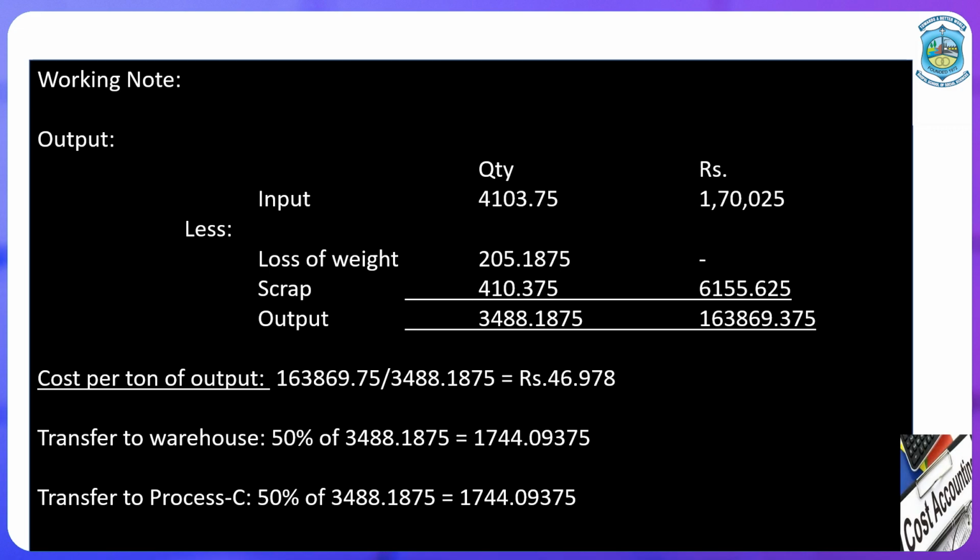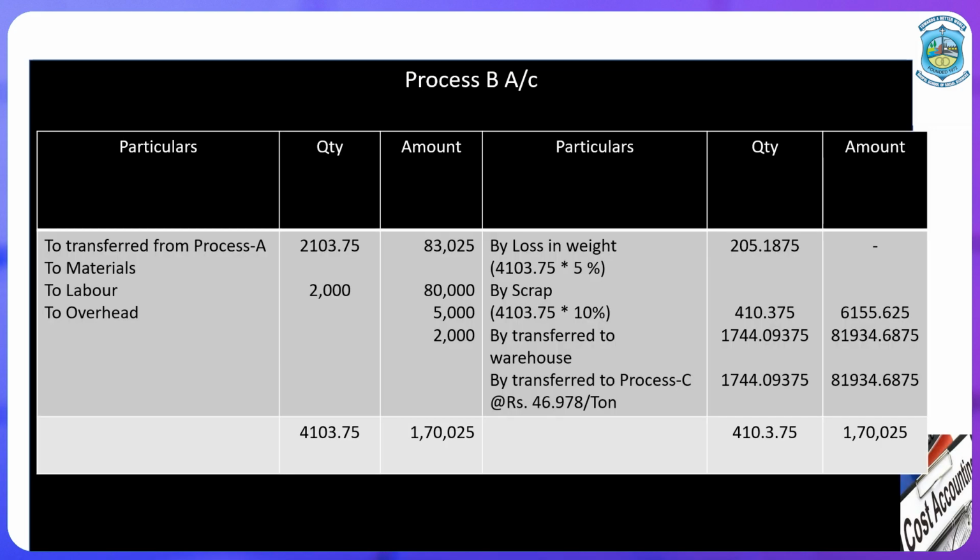Now, we are going to begin with process C. So, we get the amount for process B by transfer to process C: 174.09375 units, and the amount is 81,934.6875. This is transferred to process C, and in process C we are going to apply the same method to calculate the cost to be transferred to finished product. So, in this way we are able to calculate the total cost which is transferred to the next process or the total cost which is transferred to warehouse.